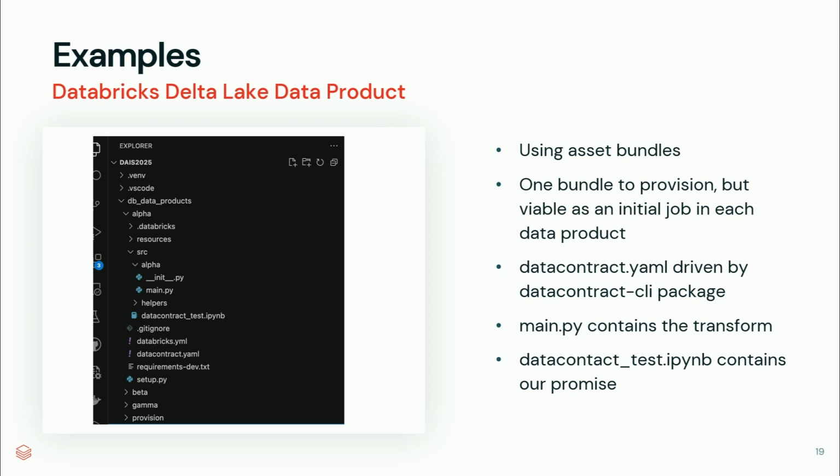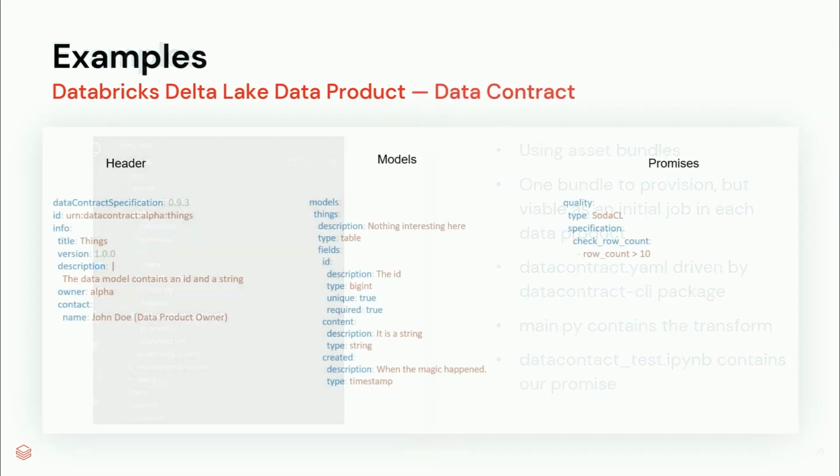So what I ultimately had to do, there we go. Can you see that? Is the contrast working? Okay, yeah. So if you're using the Data Contract CLI package, you can define your model basically in this YAML file with the header, model, and promises. And it turns out it's pretty useful for getting the equivalent of a semantic model into a data asset bundle rather easily.